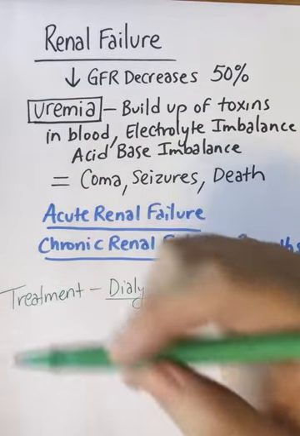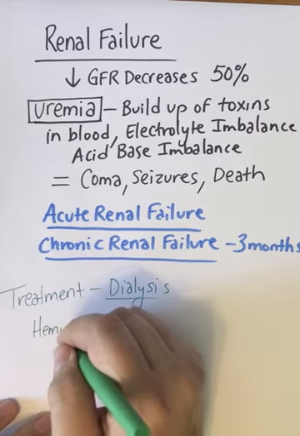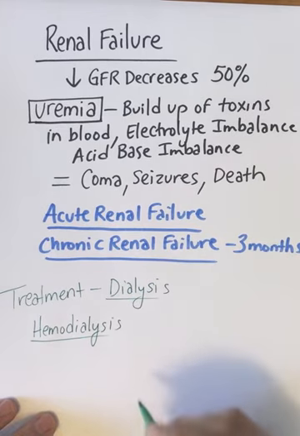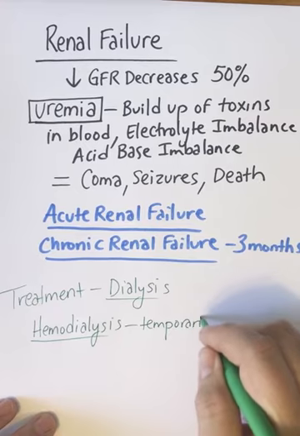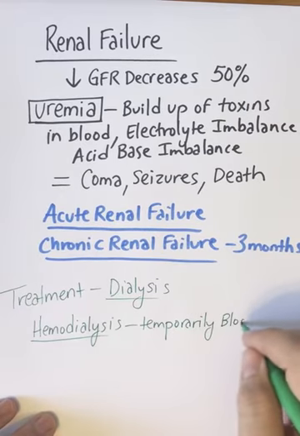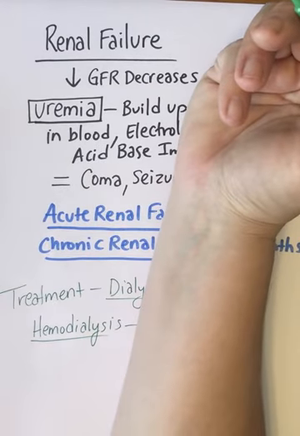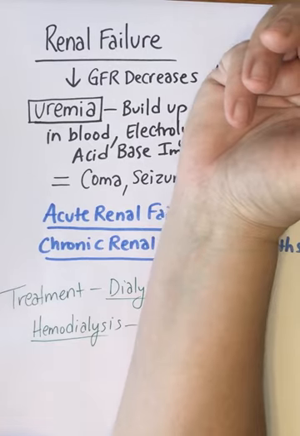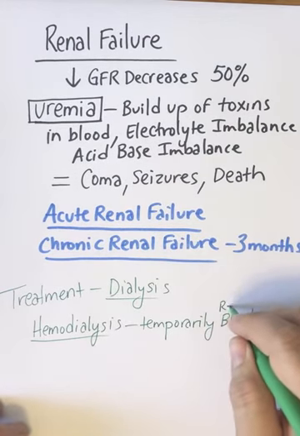Basically, it's a way to filter your blood. So the most common is called hemodialysis. Hemodialysis is basically where they temporarily remove your blood. They literally stick a needle in, I think they're called stents. They usually have to surgically implant a place for you to have hemodialysis. They temporarily remove the blood.